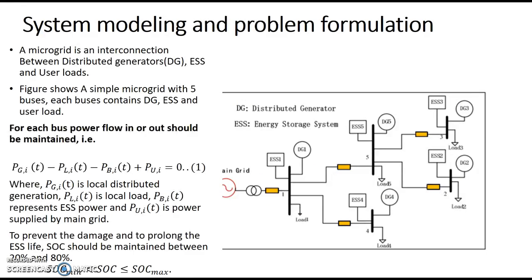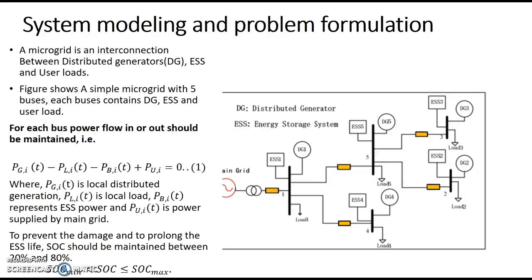Let's go to system modeling and problem formulation. Basically, a microgrid is an interconnection between user load, distributed generation, and energy storage system. This figure shows a very simple 5-bus microgrid. In each bus there are energy storage, load, and local distributed generation.